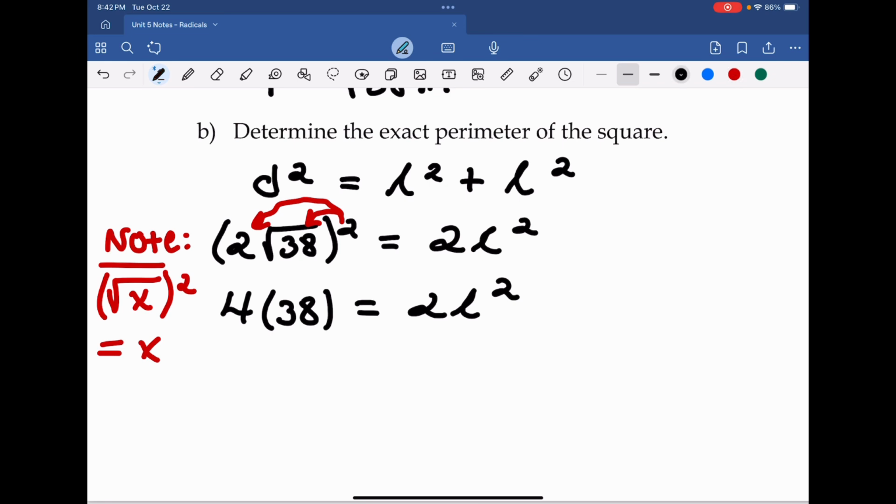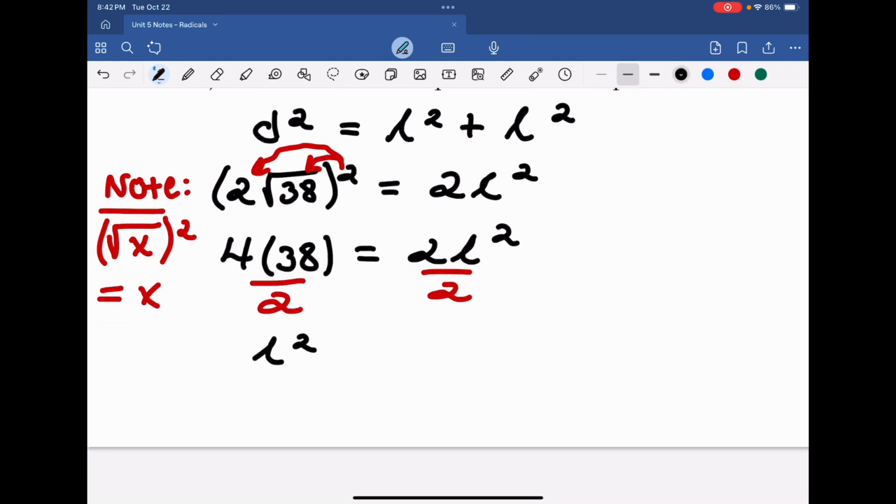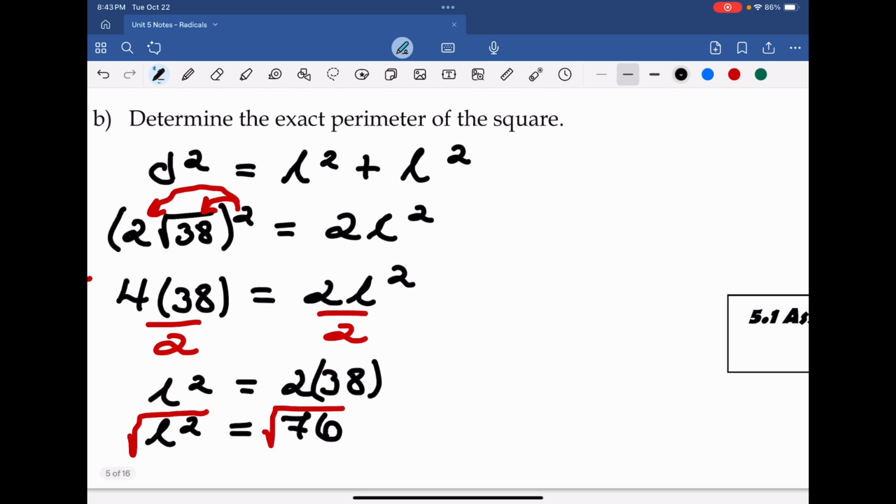Now from here, we're going to end up dividing by 2, I think might be the more sensible option. When we divide both sides by 2, we end up getting that length squared is equal to 2 times the 38. And then we're going to square root both sides. Now, just to see if we get an exact value here, this means that length squared is equal to 76, because 38 times 2. We're going to square root both sides. We end up getting that the length is the square root of 76.